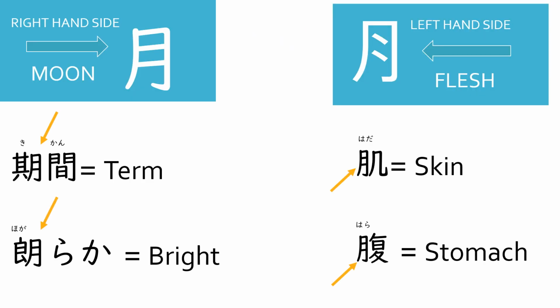Now, there is something very important you need to know about this kanji. It could also be used as a radical, but it only exists on the right-hand side, as in the case of term and bright. If you find it on the left-hand side, it is not moon. It is the radical for flesh, as in the words skin and stomach.